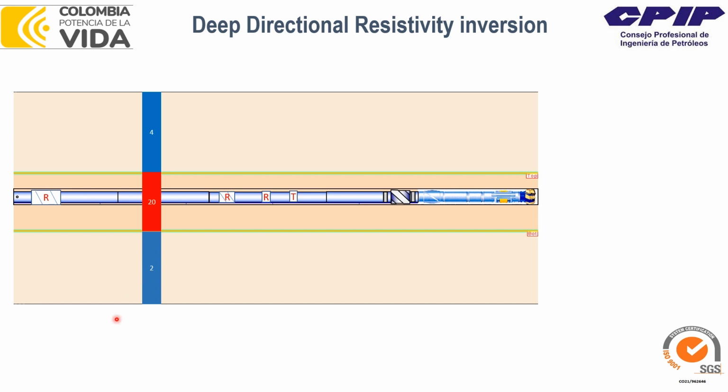By the way, the first generation of the tool was limited to just one layer at the top and one layer at the bottom. The inversion was limited, and that made sense because the depth of investigation was not that big, and normally it's okay if there is one above and one below, and that was the limitation.